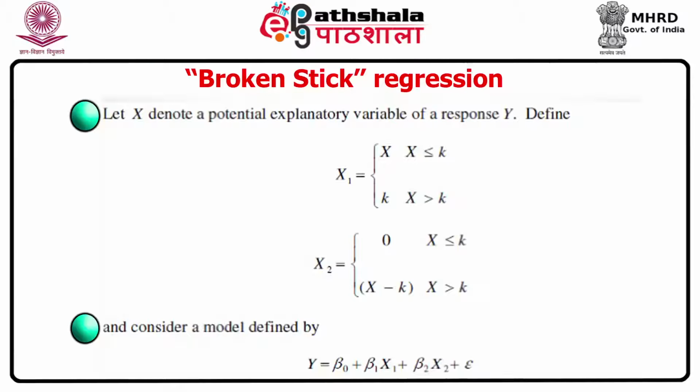So instead of using a covariate x, I will fit a regression of y on a transformed covariate. Let me define x1 as equal to x if x is less than or equal to k, and k if x is greater than k, and x2, which is 0 if x is less than or equal to k, and x minus k if x is greater than k. Then a good exercise is for you to check that the broken stick regression can be fitted by fitting a regression of y on x1 and x2 using the equation given on the last line of this slide.